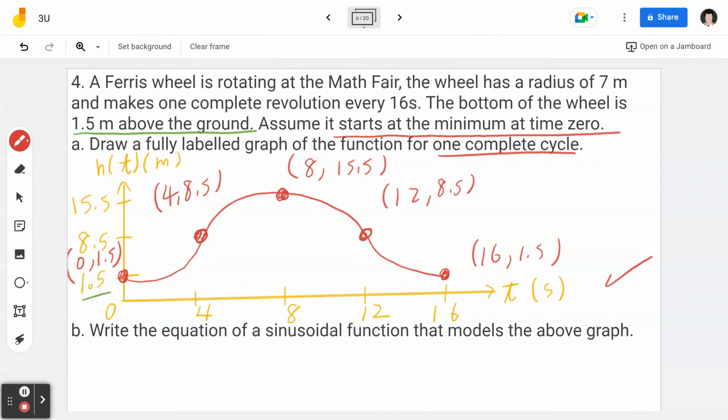Now, example 4b, write the equation of a sinusoidal function that models the above graph. So we're going to do this choice. I'm going to express it in terms of cosine and express it in terms of sine. You're responsible only for one of them, but I'm going to show you both.